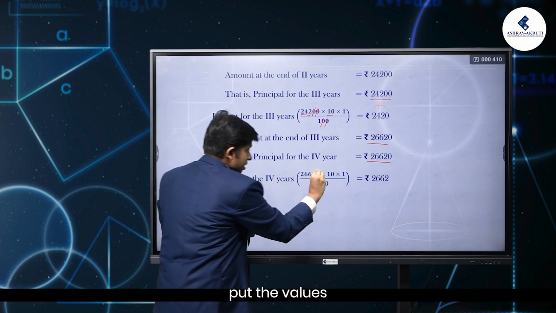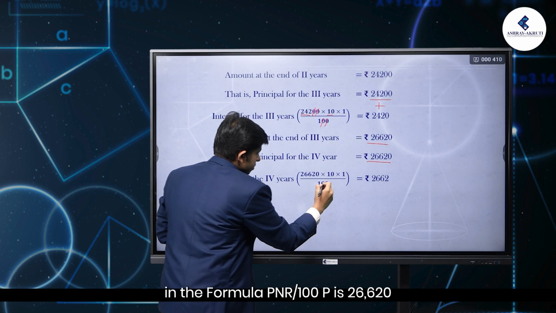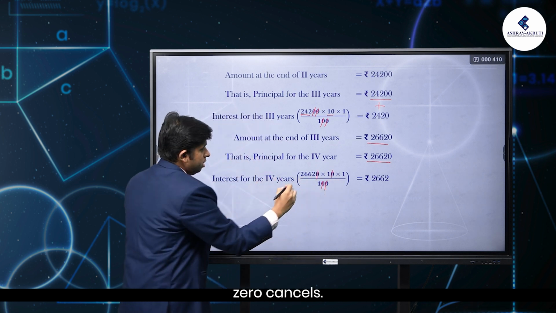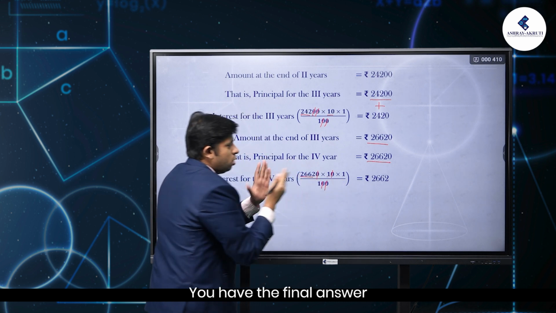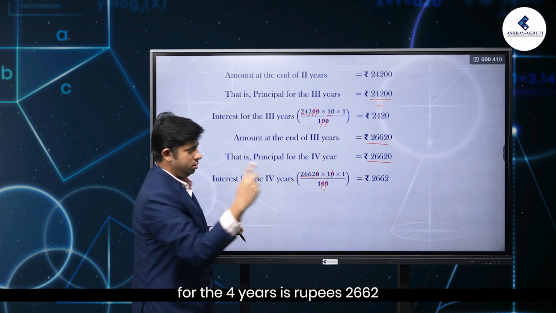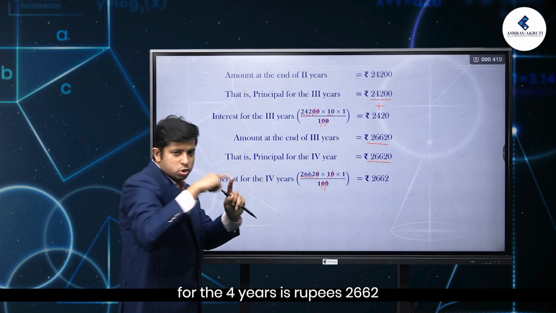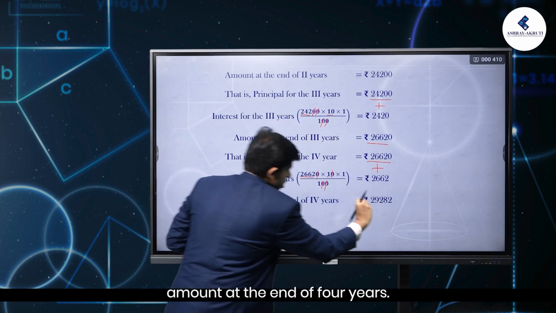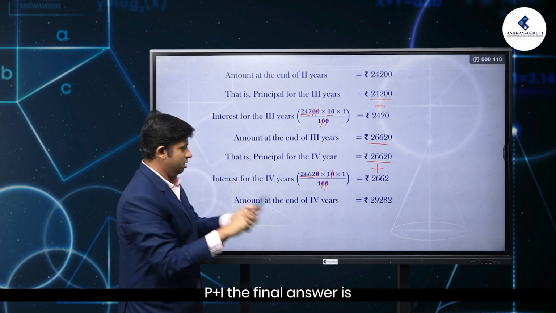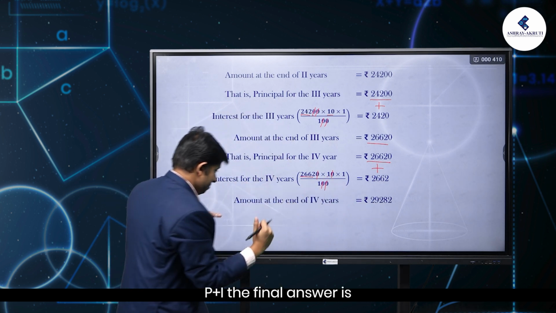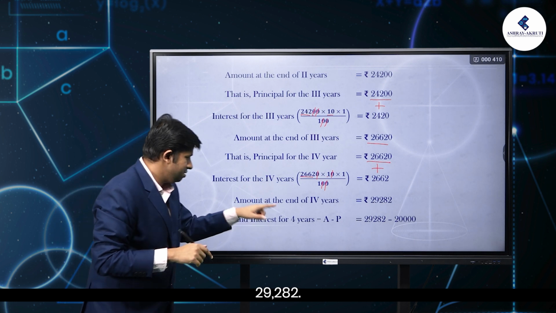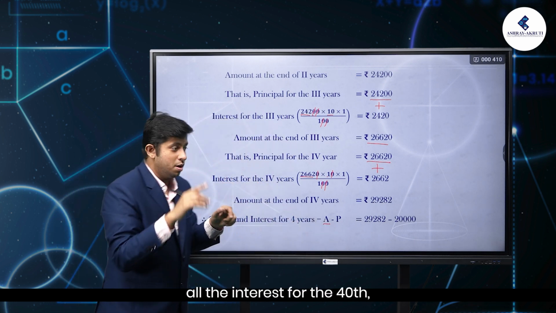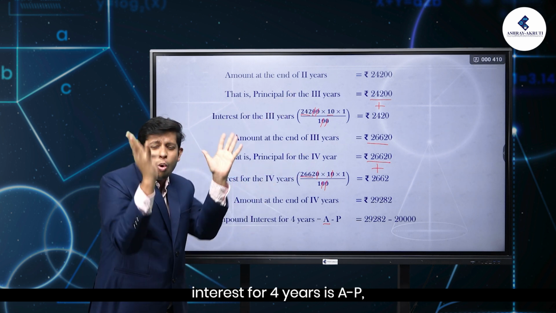Clearly, let's put the values in the formula PNR by 100. P is 26,620 into 10 into 1 by 100. The zero cancels. We have the final answer for the interest for the 4 years, rupees 2,662. Amount at the end of 4 years, P plus I, the final answer is 29,282.